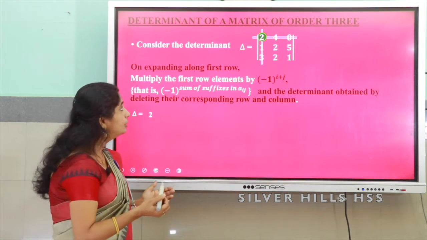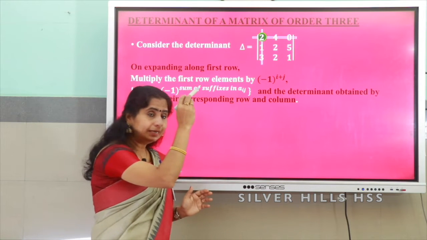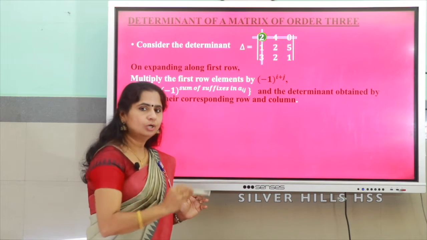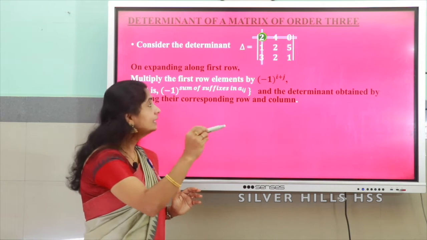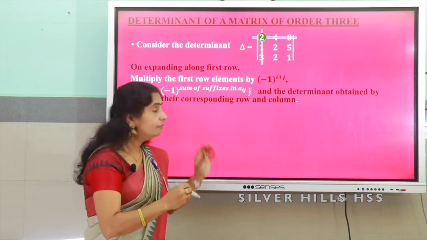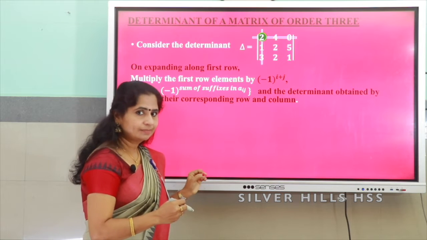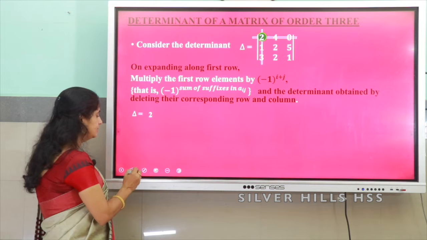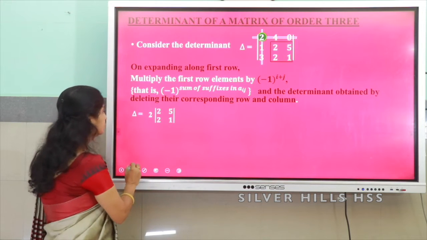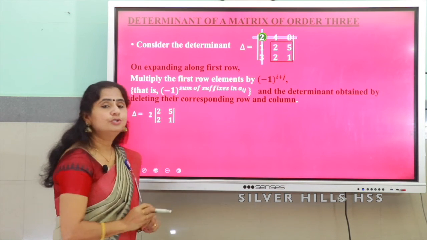Then what are we going to do? We are going to delete the corresponding row and the column. See the lines there? So we are going to completely delete that corresponding row and column where the 2 lies. And we'll write down the determinant present there. So what is the determinant? It is 2, 5, 2, 1.